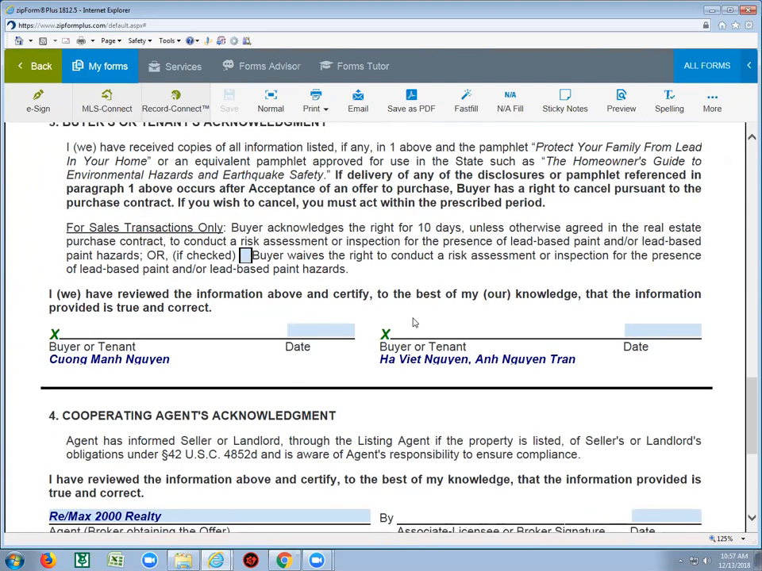And for the transaction, the buyer acknowledges the right, for 10 days unless otherwise agreed in this real estate purchase contract, to conduct a risk assessment inspection for the presence of lead-based paint and/or lead-based paint hazard. Or the buyer waives the right to conduct a risk assessment inspection for the presence of lead-based paint and/or lead-based paint hazard. So that's why, do not delay.